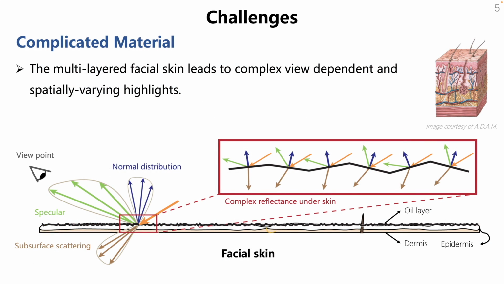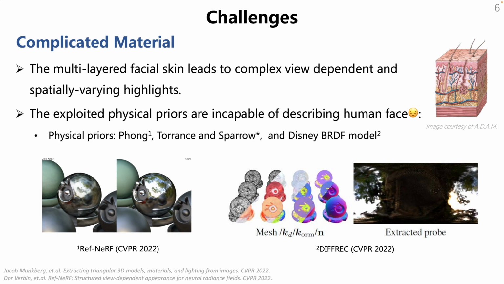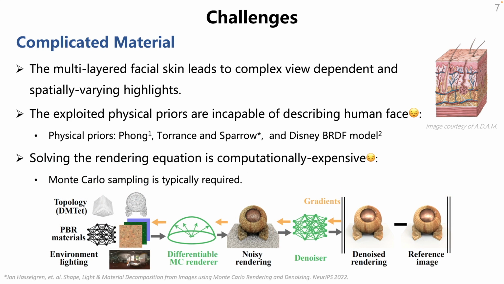While the task is quite challenging for the following reasons. Firstly, accurately modeling the optical properties of multi-layered facial skin is itself difficult. The unevenly distributed fine-scale oily layers and epidermis reflect the incident lights irregularly, leading to complex view-dependent and spatially varying highlights. Secondly, although several attempts, such as Ref-DeRF and RefNeRF, introduce physically motivated priors and present physically based 3D neural rendering, delivering substantial gains, the exploited priors are either heuristic or analytic, limited to a small set of real-world materials, incapable of describing human face. Moreover, solving the rendering equation is computationally expensive, since massive Monte Carlo sampling is typically required.